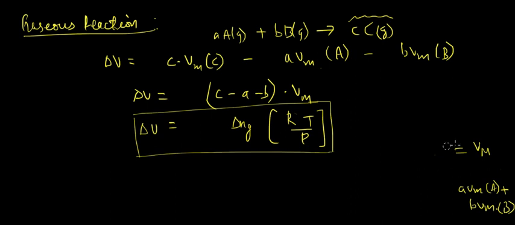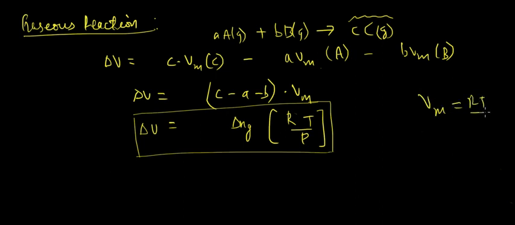With this we can write that the initial volume would be A times molar volume of A and B times molar volume of B, and what is the final volume? Final volume would be C times molar volume of C. Then we can write that the change in volume would be (C minus A minus B) times Vm, and Vm, the molar volume after the reaction gets over, can be written as RT upon P. So just substituting this value.